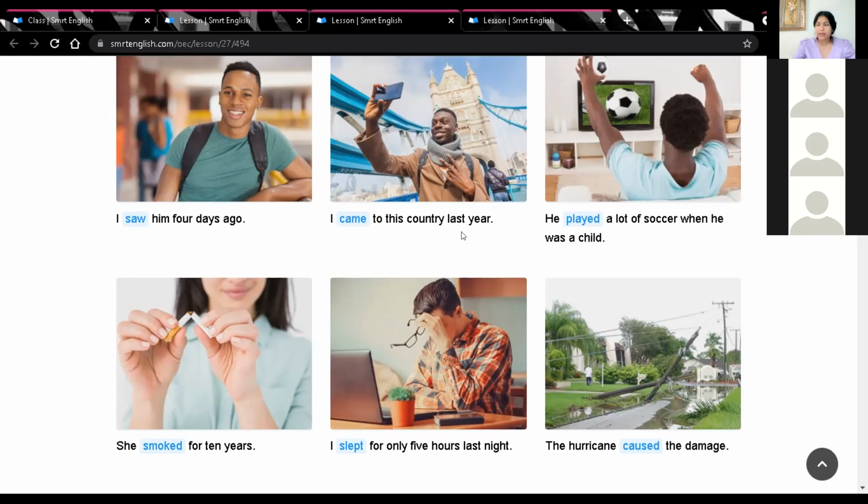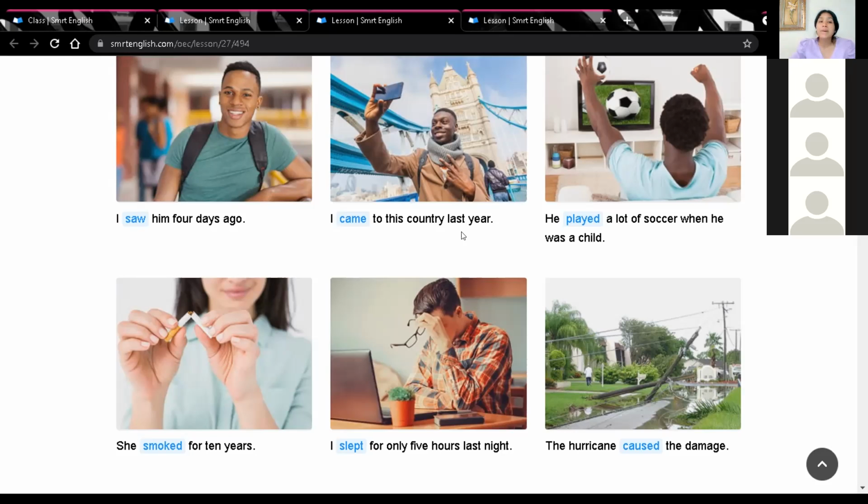Okay, so in this type of examples, I'm being specific with the time expressions, such as 4 days ago, last year, when he was a child, 10 years, last night. Or being specific, for example, in the last one, the hurricane caused the damage, because I'm talking about a situation that happened at a specific time. But we don't necessarily need these words. I mean, these type of words are very common and useful for us to understand if they are in simple past or not.